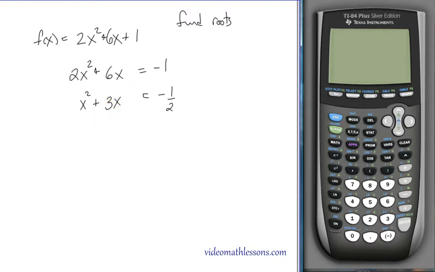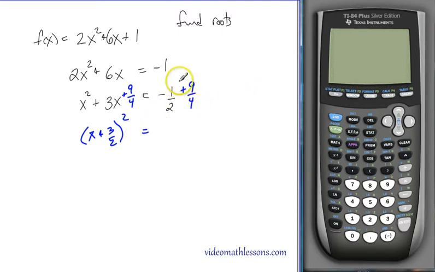So now we're going to do the same thing as before. I'm going to take half the middle term. So it's x plus 3 over 2. I'm going to square it. Now, if I square what I have here, I'm missing whatever that number would be. If I square 3 over 2, you get 9 over 4. I'm going to add it to that side, and I'm also going to add it to this side.